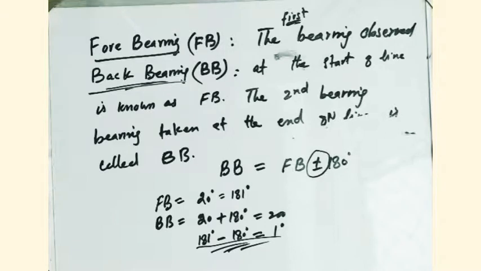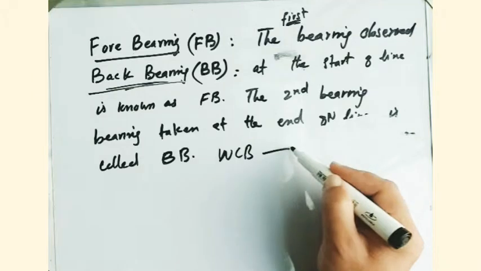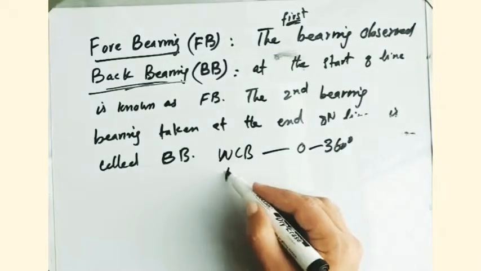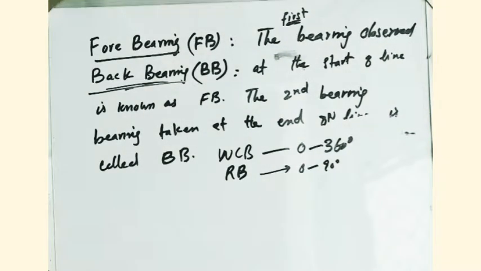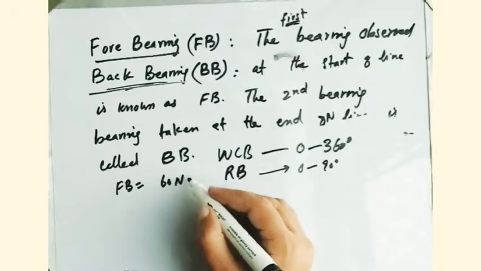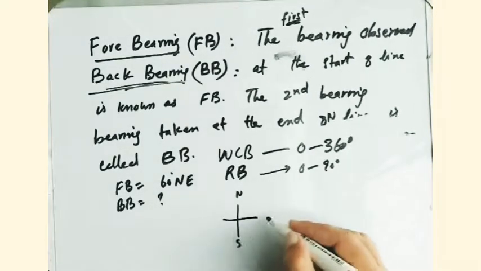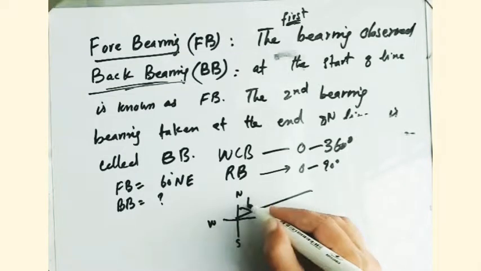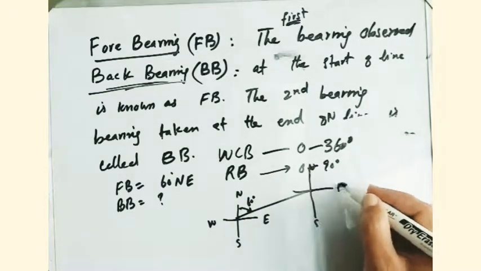Then after that I will solve a problem on how you will convert fore bearing and back bearing. This conversion is in whole circle bearing, which is from 0 to 360 degree, while in reduced bearing system, or quadrantal system, the range is 0 to 90 degree. So if I have fore bearing 60 degree north east, what will be the back bearing? It is very simple. North, south, east and west, and this shows you 60 degree. Okay, 60 degree north east, and this is north, south, east and west.